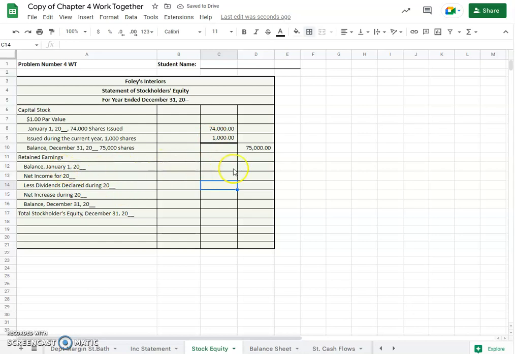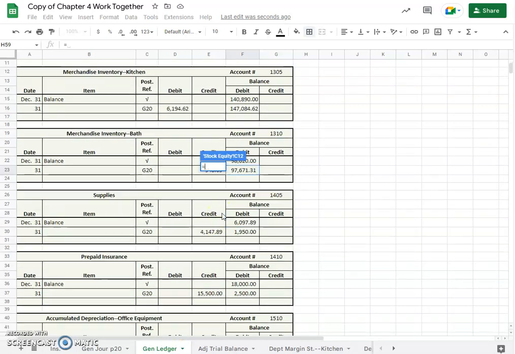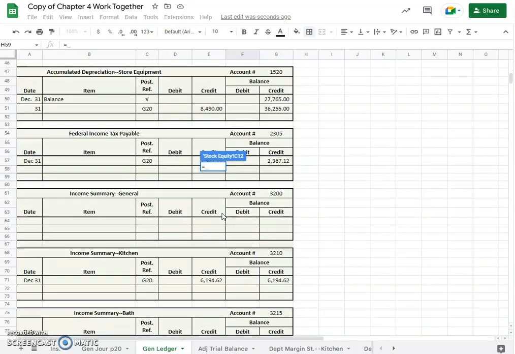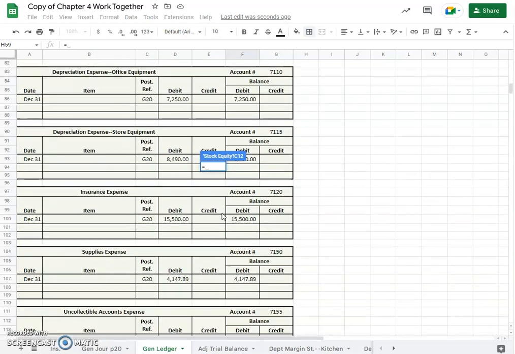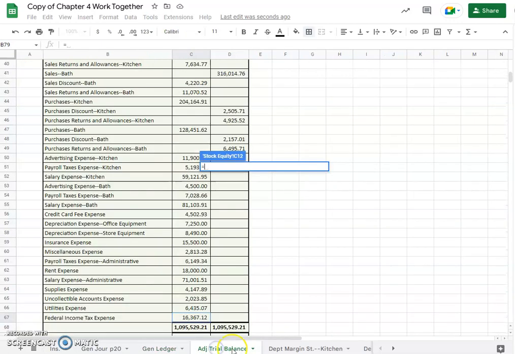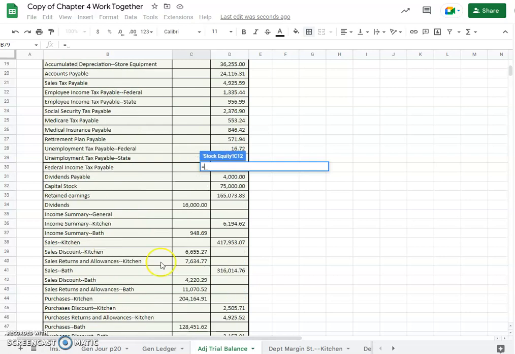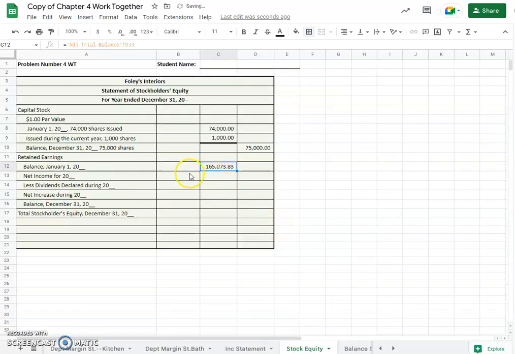Okay, retained earnings. Balance as of January 1st. We should be able to find that in our general ledger for retained earnings. Actually, we probably didn't post to that. So it's probably in our adjusted trial balance. Retained earnings should be up here in this section. 165,073.83. All right, our net income, we just figured that out.